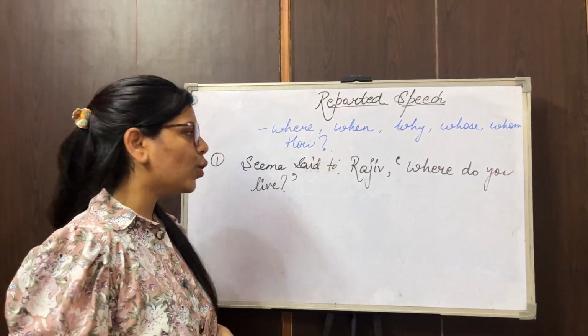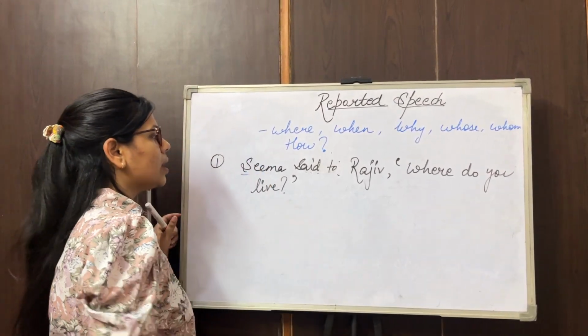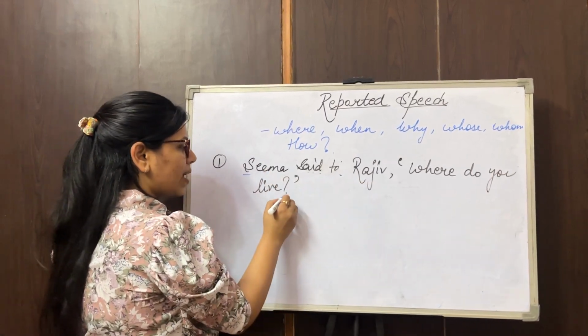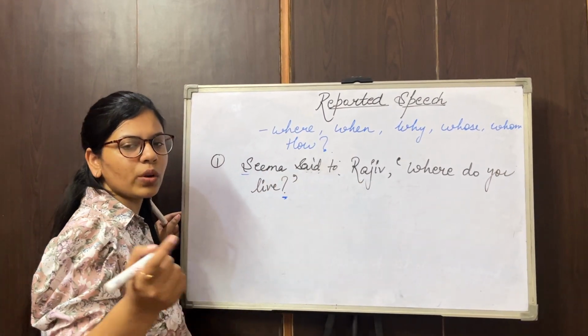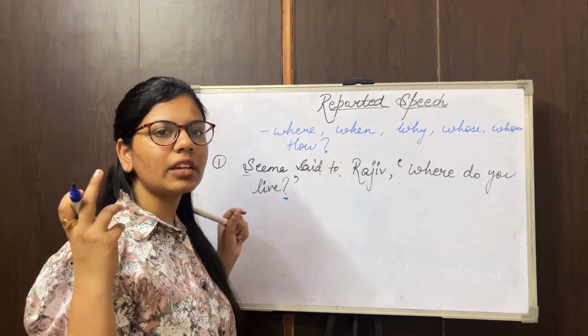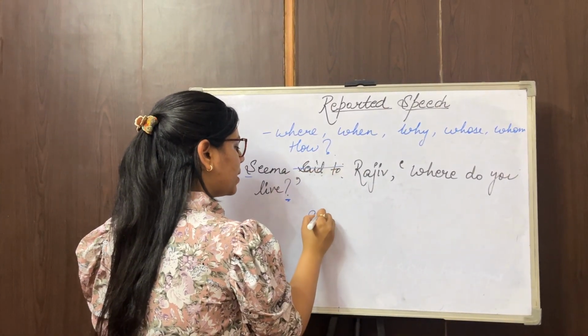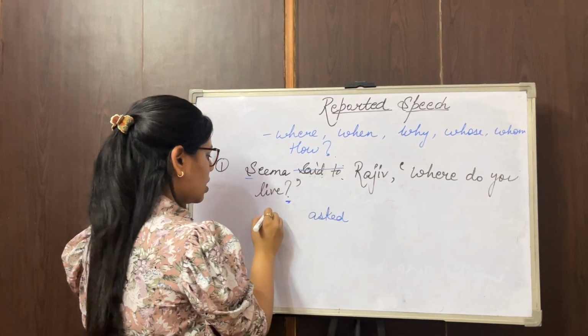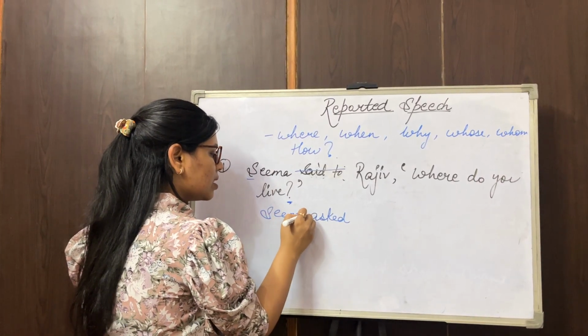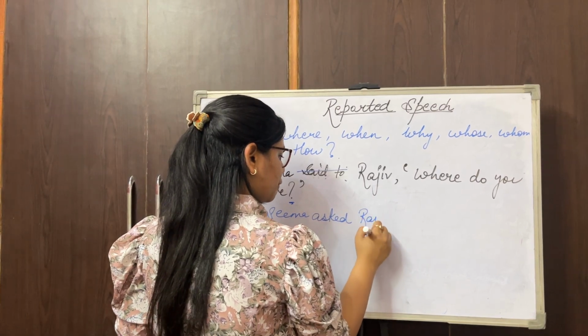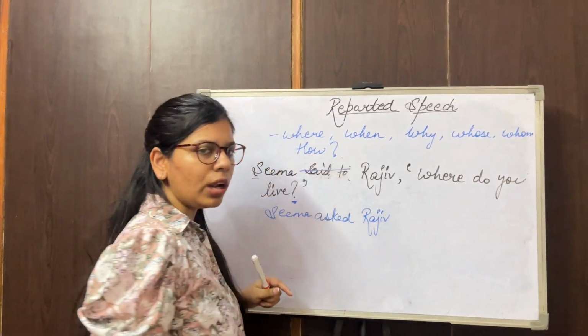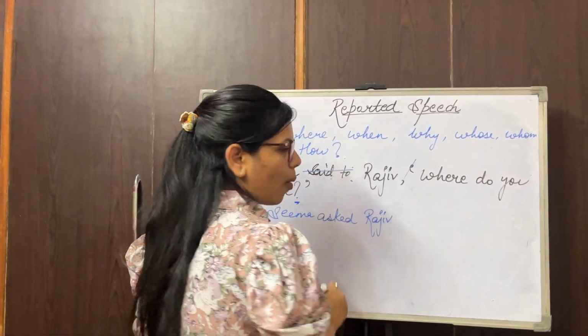So, as you all know, we'll begin from the top. So, Seema said to Rajiv, as you can see, here is a question mark. So, it's very clear that this is not a statement, this is a question. So, said to will be replaced with asked. Seema will come as it is. Seema asked Rajiv. Now you all know we remove the inverted commas.